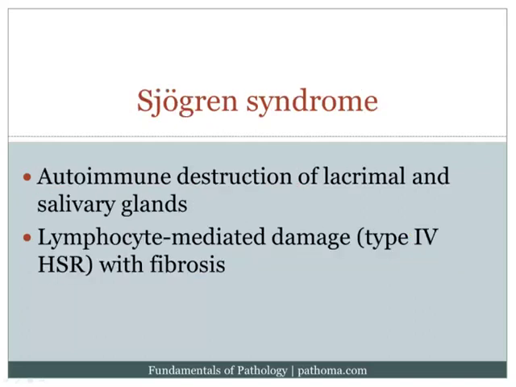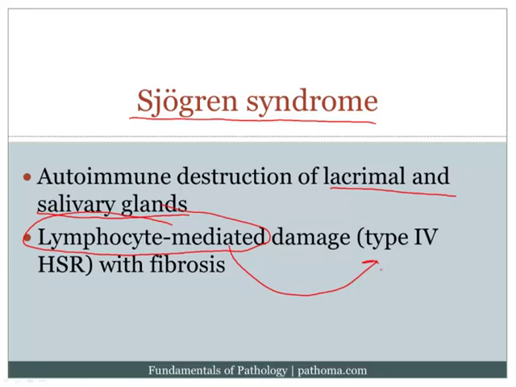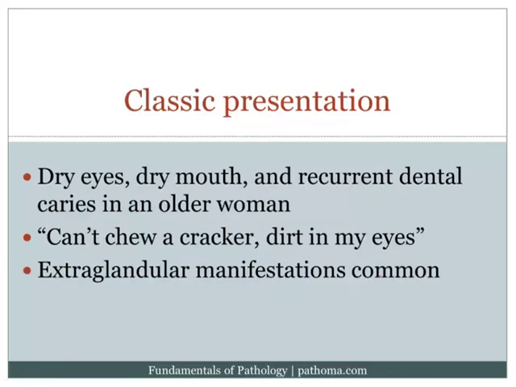The second disorder that we're going to discuss is called Sjogren's syndrome. This is characterized by autoimmune destruction of the lacrimal glands and the salivary glands. The autoimmune destruction is mediated by lymphocytes, and so it is an example of a type 4 hypersensitivity reaction. Patients who have Sjogren's syndrome will classically present with dry eyes because of the destruction of the lacrimal glands. They will present with dry mouth because of the destruction of the salivary glands. And in addition, patients can also complain or have the feature of recurrent dental caries.